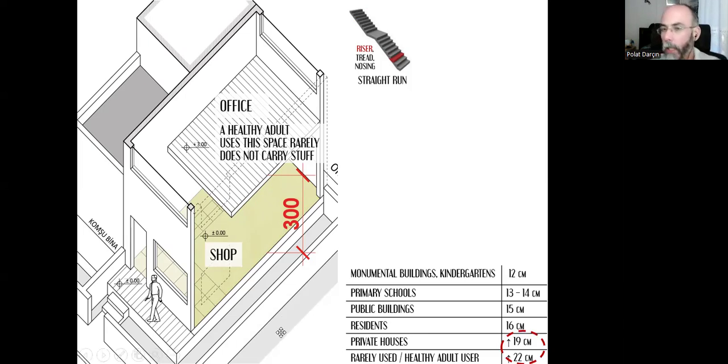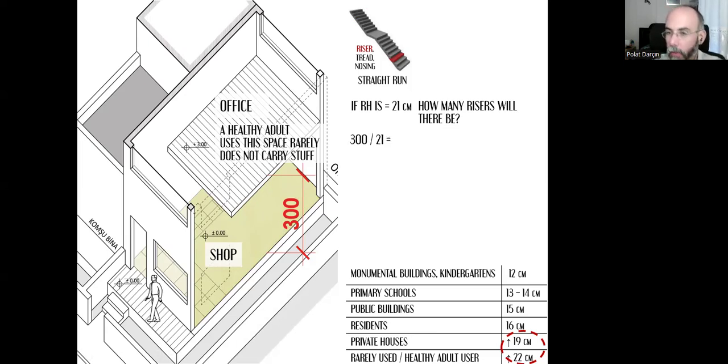So that means that since there is no health issue, since the person is a standard adult, and since the space is going to be rarely used, and he's not going to carry any heavy stuff or big stuff, then we can have a high riser height, like 19 centimeters, 20 centimeters or so, because the risk is minimum now. Let's calculate if the riser height is 21 centimeters. How many risers will there be? We can easily calculate that.